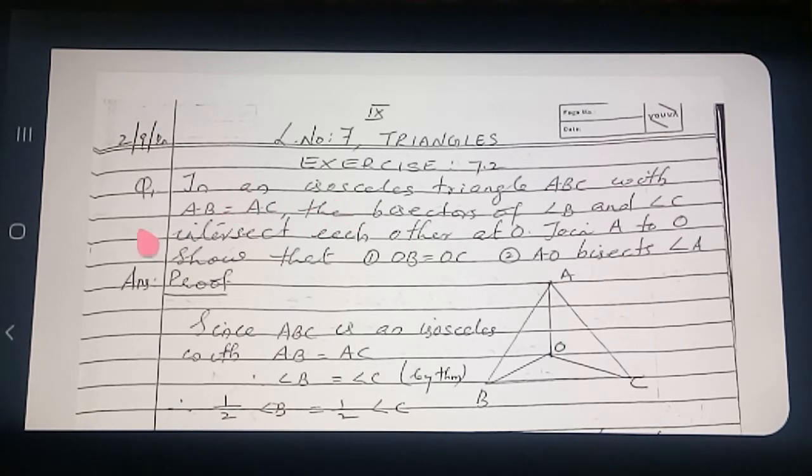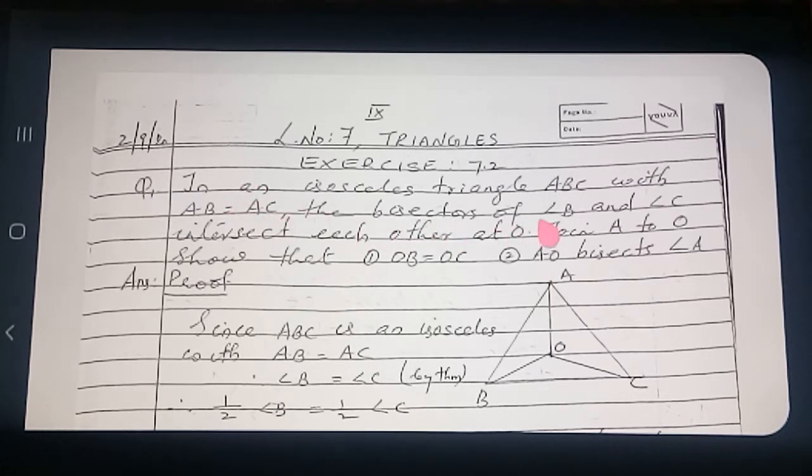The first question is, in an isosceles triangle ABC. Isosceles triangle ABC means two sides are equal. So what is the meaning of isosceles triangle? In any triangle, if two sides are equal, we call it an isosceles triangle. If all the sides are equal, then we call it an equilateral triangle. If no two sides are equal, we call it a scalene triangle. That means all three sides are different. All three sides equal, we call equilateral. Only two sides equal, we call isosceles.